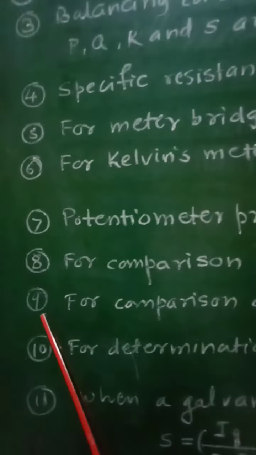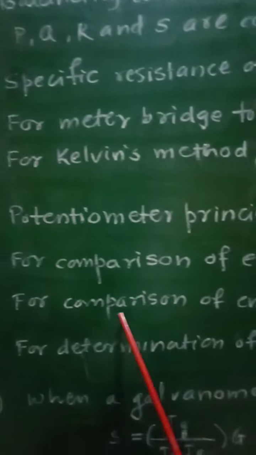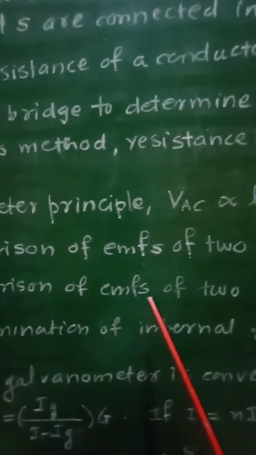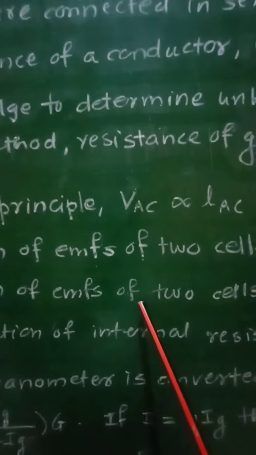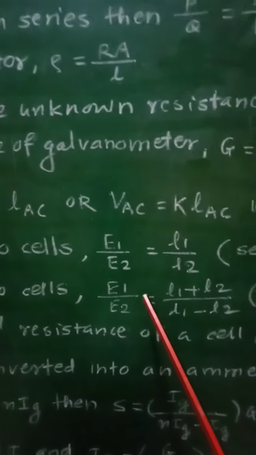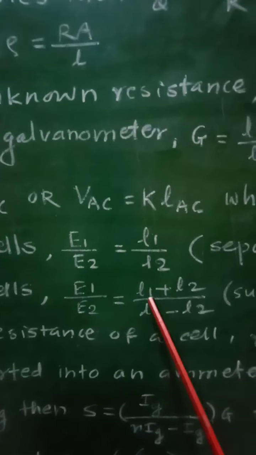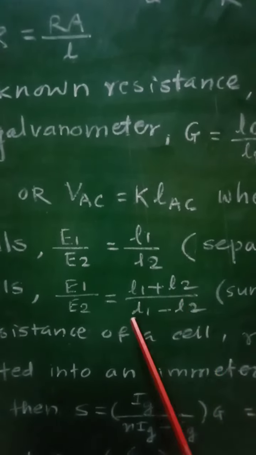Similarly, next formula is for the comparison of EMFs of two cells. The comparison of the EMFs of two given cells will be E1 by E2 equal to L1 plus L2 upon L1 minus L2, and this is by the sum and difference method.